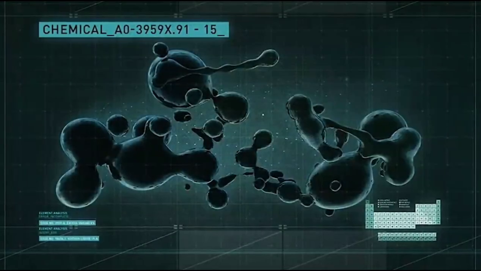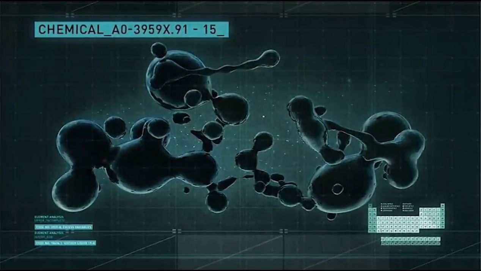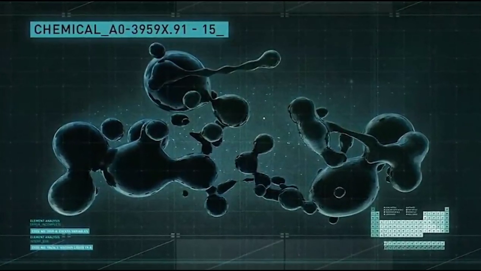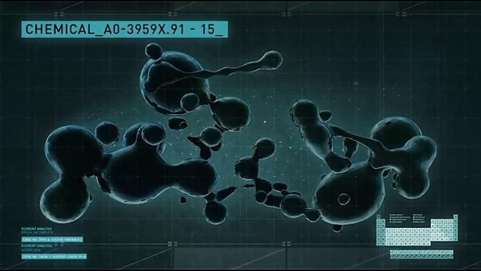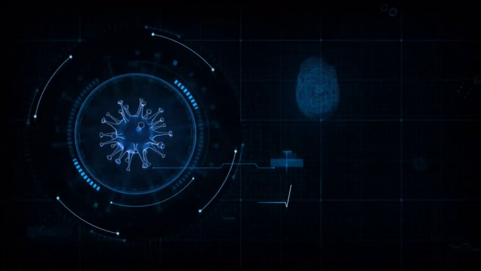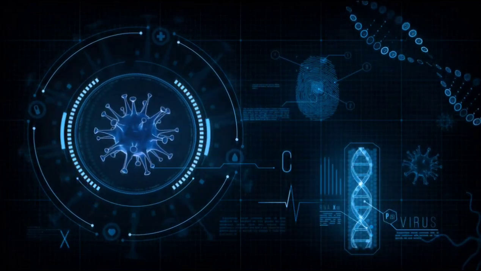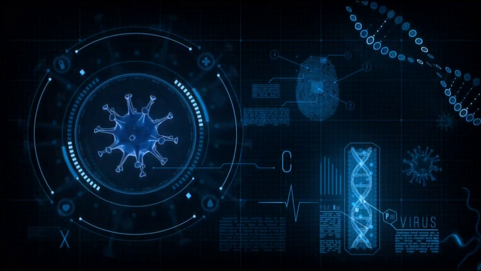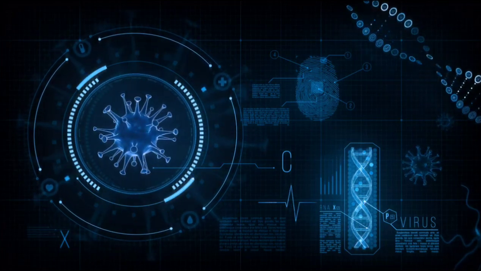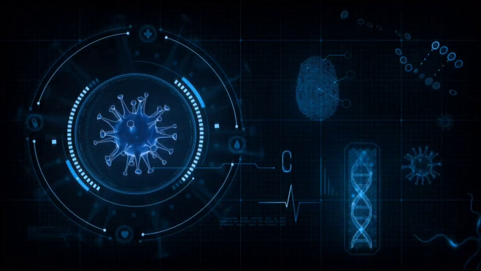This in itself is a variation of the well-known chemical A0-3959X.91-15, a compound that deserves its own exploration. Fortunately for us, Plagiaris prepotens has been well documented in its interactions with human hosts, so we don't need to observe this portion directly. This mutagenic substance serves multiple purposes.